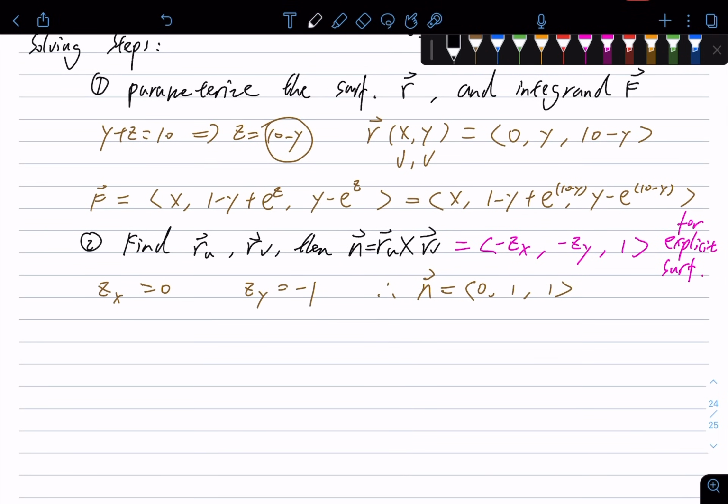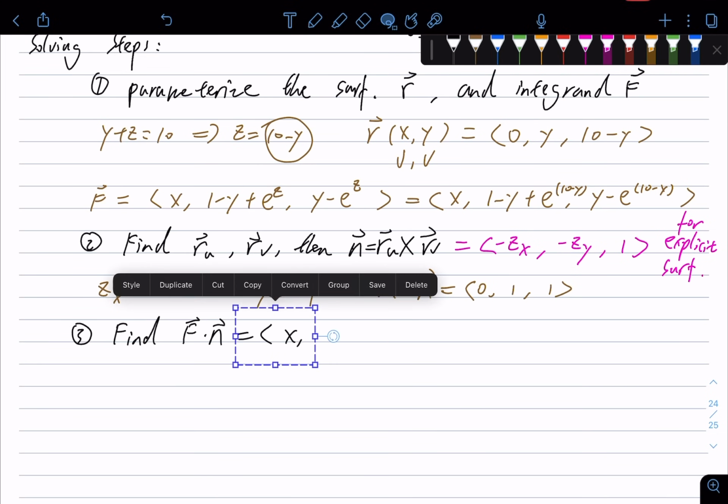And the third thing that we need to do is to compute the dot product between F and n. So this will give us x. I'm just going to take the whole thing down.